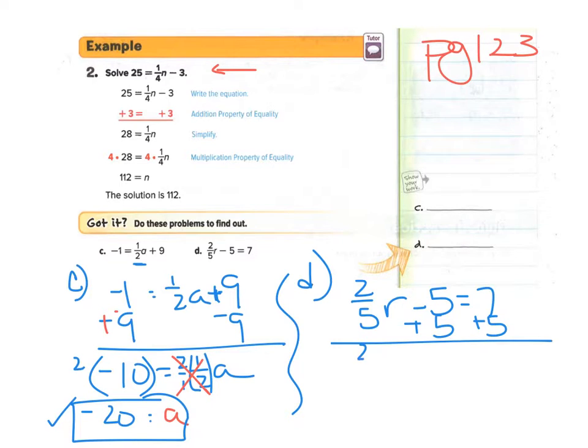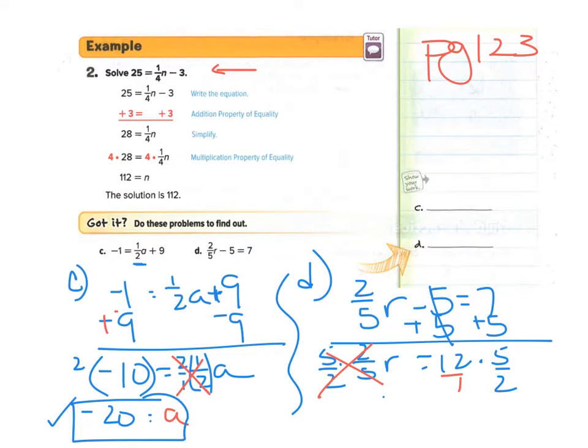So I have 2/5 R equals 12, because the 5's are going to cancel each other out. Now to get rid of times 2/5, I could divide by 2/5, but every time I divide by a fraction, I multiply by the reciprocal, so I'm going to multiply by 5/2. If I do that to one side, I have to do that to both sides. Now, because I'm multiplying by a fraction, I'm just going to write the 12 over 1.